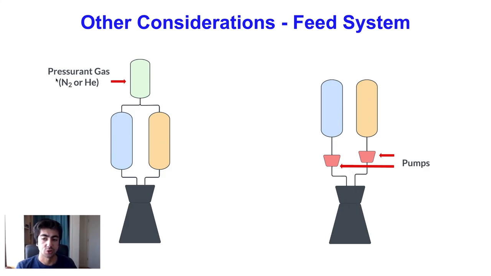And so again, pressure fed is much simpler. This is what we use here at SEB. The main gases used for that are gaseous nitrogen and helium. And so pump fed systems, I won't go into that. That can be a whole video in and of itself. Everyday Astronaut has a good video on different engine cycles that's worth watching. Pumps are really cool, but they're much more complex.